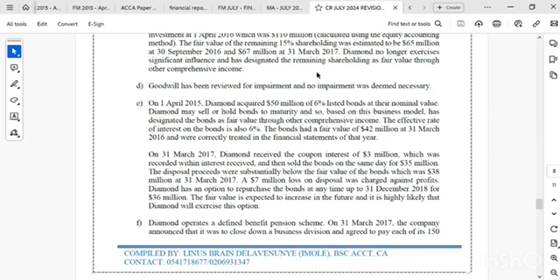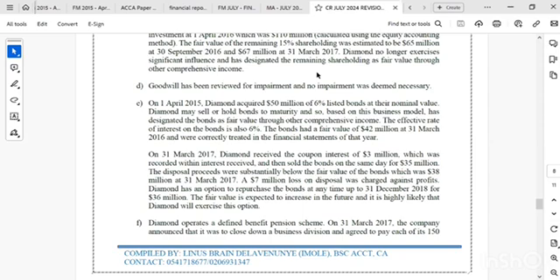The bond had a fair value of 42 million at 31 March 2016 and were correctly treated in the financial statement of that year. On 31 March 2017, Diamond received a coupon interest of 3 million, which was recorded within interest received, and then sold the bond on the same day for 35 million. The disposal proceeds were substantially below the fair value of the bond, which was 38 million at 31 March 2017.